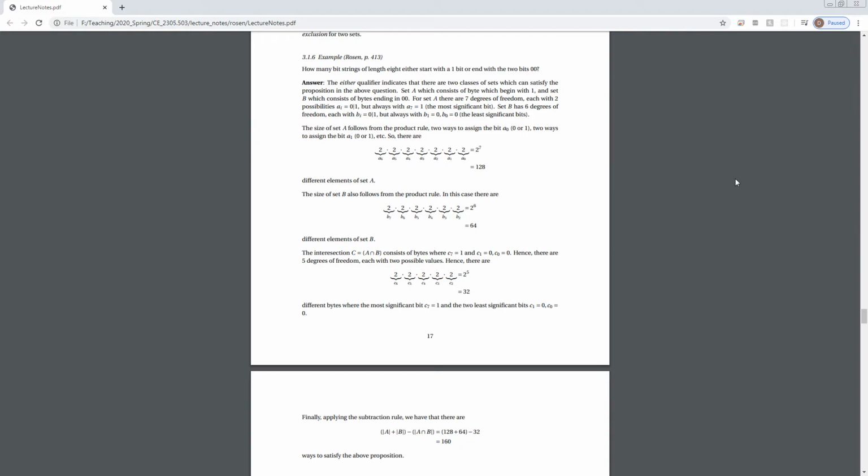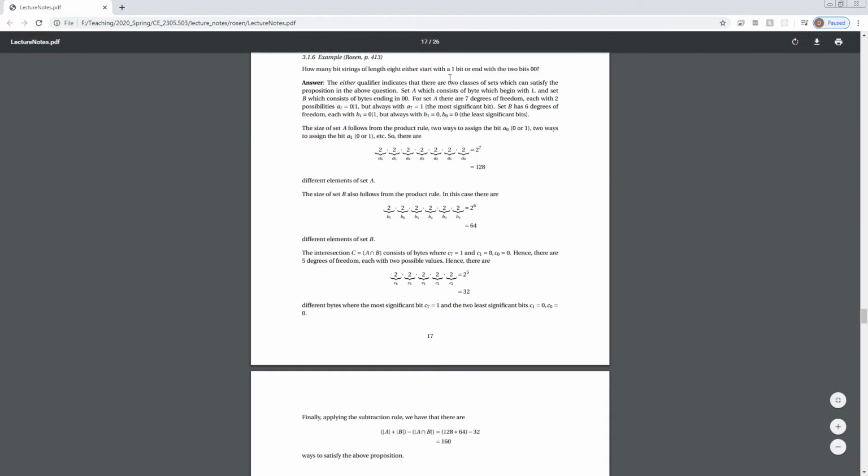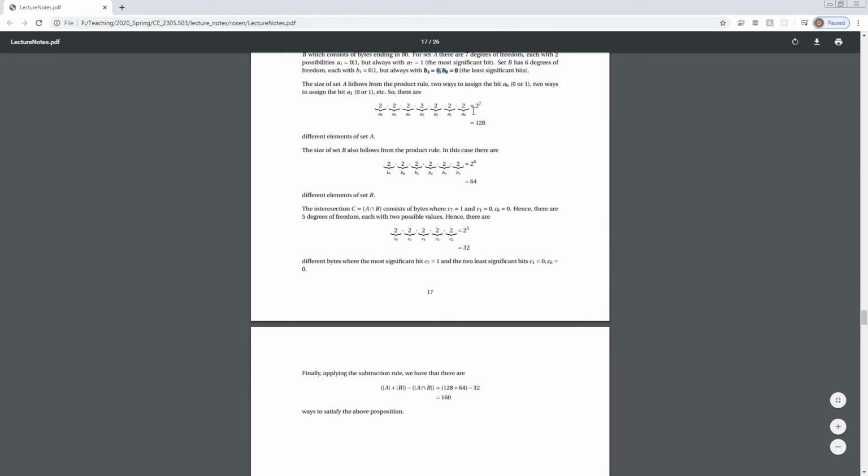First, we break it down, and we're really considering two sets here. We're considering set A, where the most significant bit, A7, is set to 1, and the other bits are allowed to vary. And then we're considering set B, where the least significant bits, B1 and B0, are both 0. Then we compute the size of those two sets.